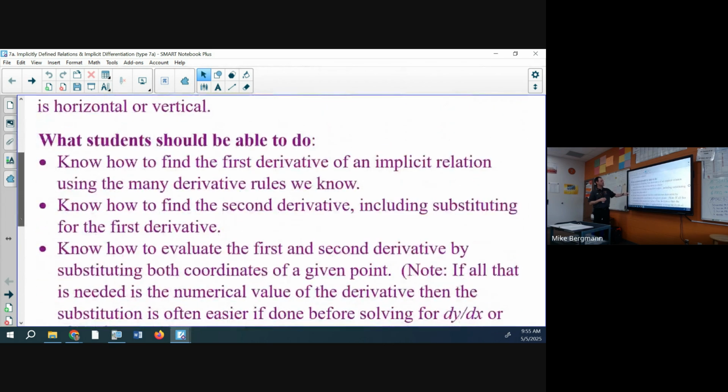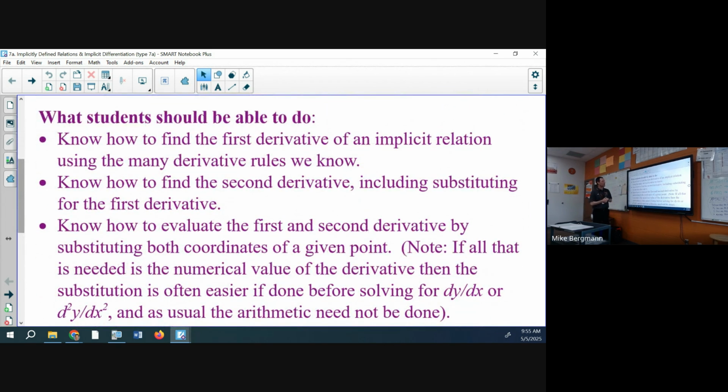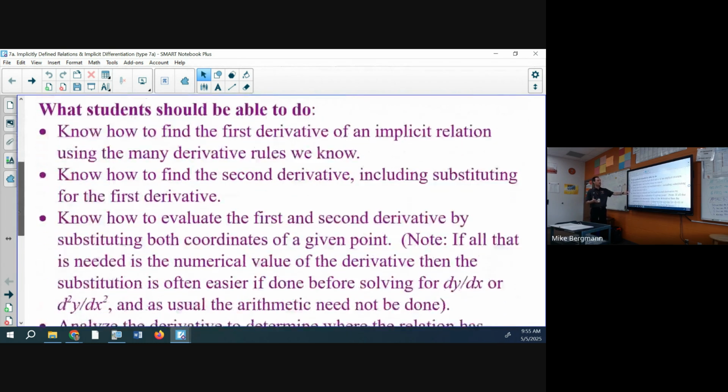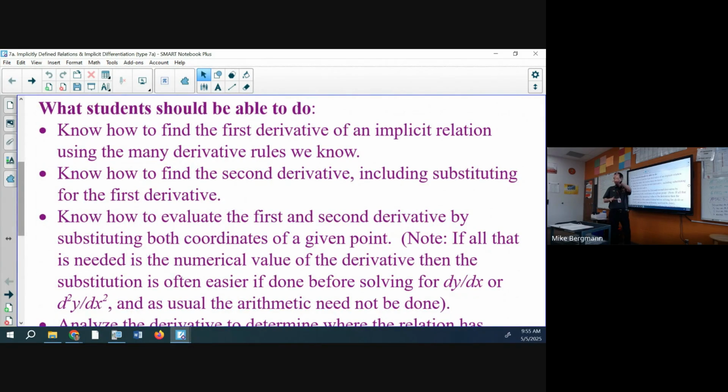So, all right, here's what students should be able to do. Know how to find the first derivative of an implicit relation using the many derivative rules. This was stated in the opening paragraph here. Sometimes question A is literally just, here's our original problem, show that dy dx equals this thing. I don't think that's on the one that I have for you guys here today, but we've done different ones like that in the past.